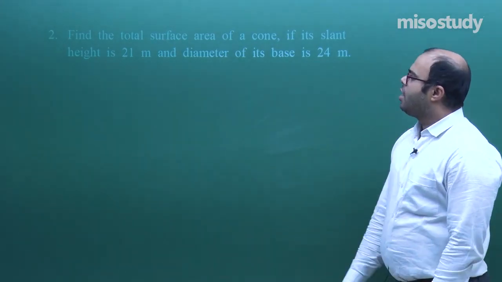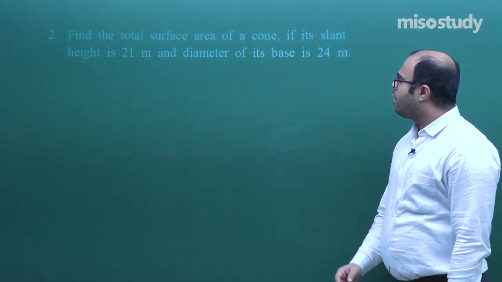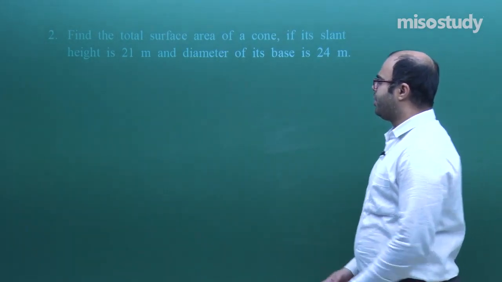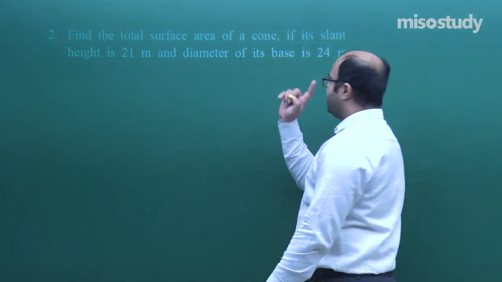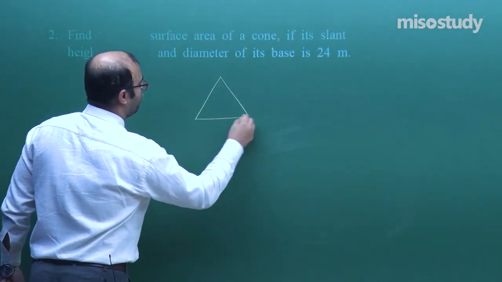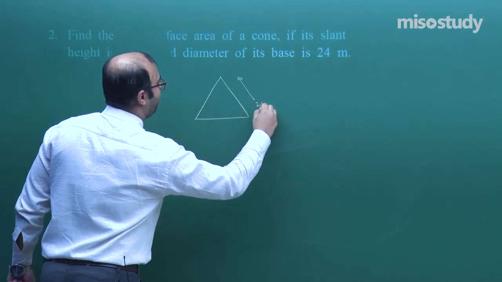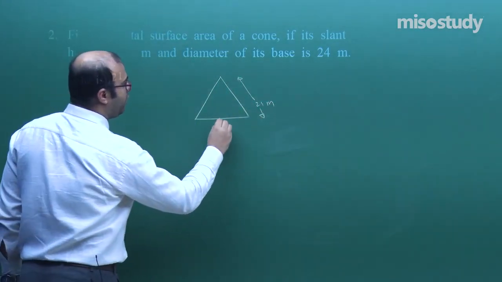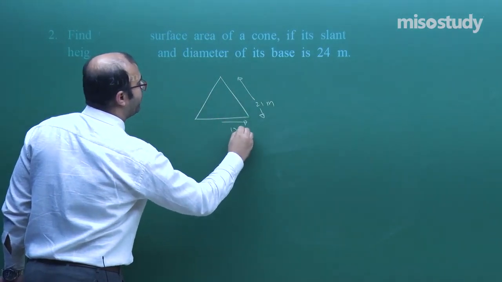Second question says, find the total surface area of a cone if its slant height is 21 meter and the diameter of its base is 24 meter. So, we have to find the total surface area of a cone and its slant height is 21 meter, and base diameter is 24 meter. So, radius can be said to be 12 meter.